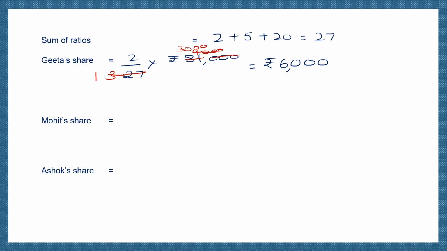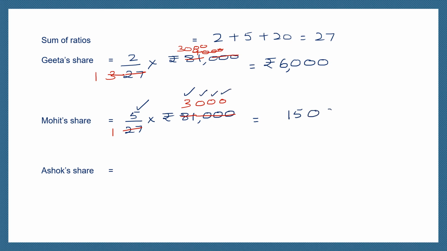Let's go to Mohit's share. So second term 5 by the sum of the ratios into 81,000 rupees. So this time we can cancel straight away by following what's on top. So 27 ones and 27 threes are 81, and add the 3 zeros. 1, 2, 3. So that's 3,000. Now let's multiply 3,000 into 5. So multiply 5 and 3 only. 5 threes are 15. Now add the 3 zeros. 1, 2, 3. 3 zeros. So that makes it 15,000. So Mohit's share is 15,000 rupees.